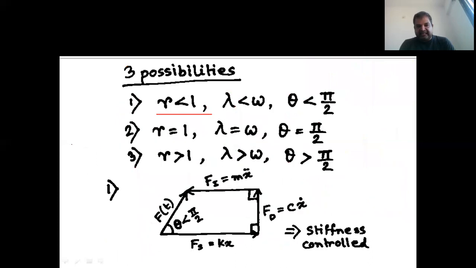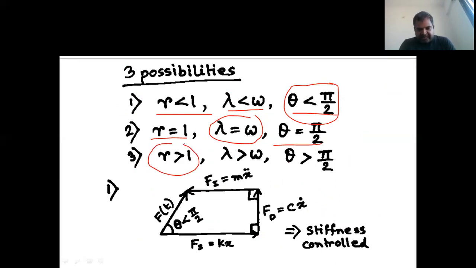So r is less than 1, where generally the lambda by omega ratio is less than 1. So lambda is less than omega, and my phase angle will be less than pi by 2. How this will come, I will let you know. Similarly, r is equal to 1, lambda is equal to omega, and the phase angle theta will be pi by 2. And if my r is greater than 1, lambda is greater than omega, then my phase angle will be greater than pi by 2.